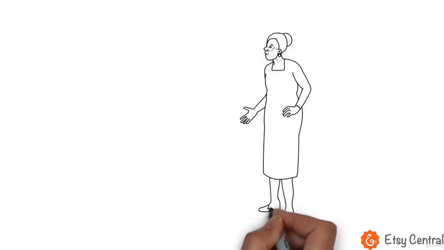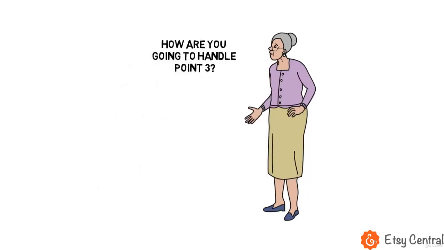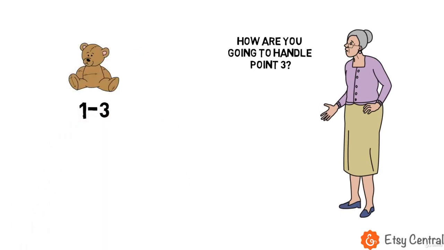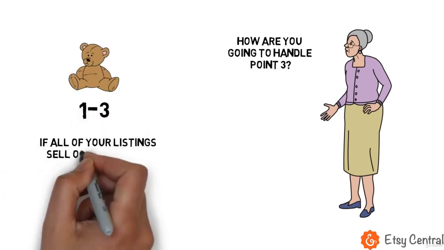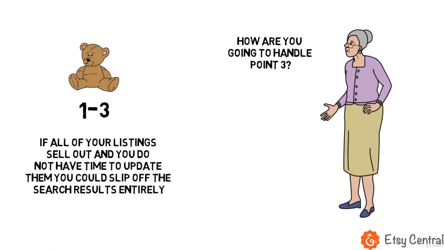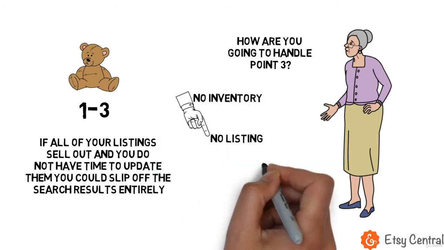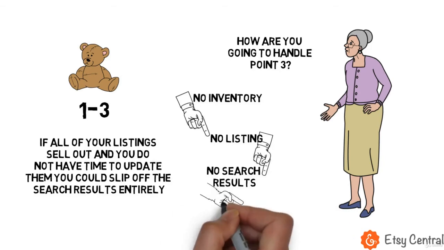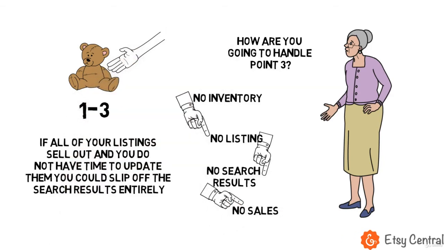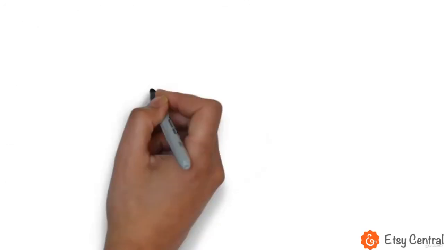Great, you've got 1 and 2 covered, but how are you going to handle point 3? Theoretically, you could always set your inventory at 1 to 3 units. But then, if all of your listings sell out and you do not have time to update them, you could slip off the search results entirely. No inventory means no listing, which means no search results, which means no sales. So manually renewing your listings every time you get a sale is off the table. The risk is too high.